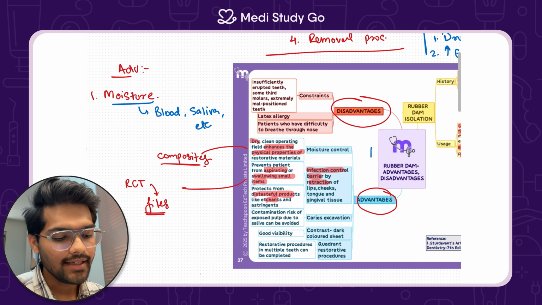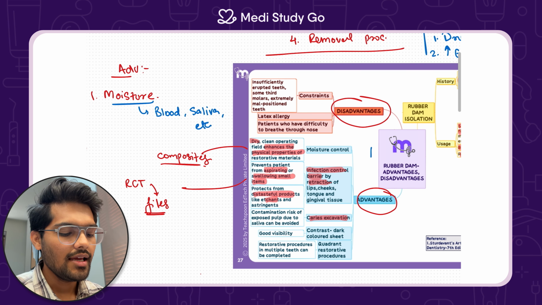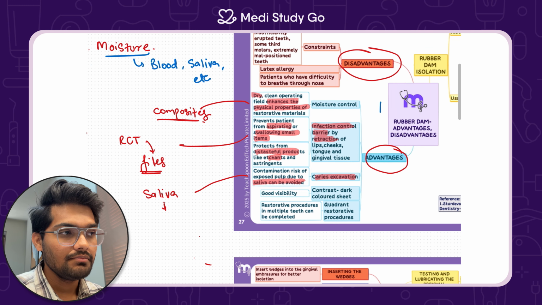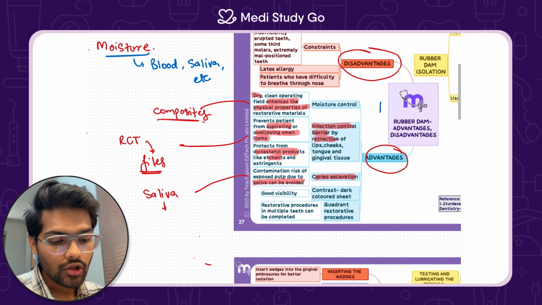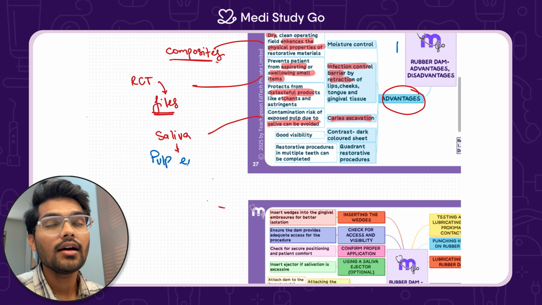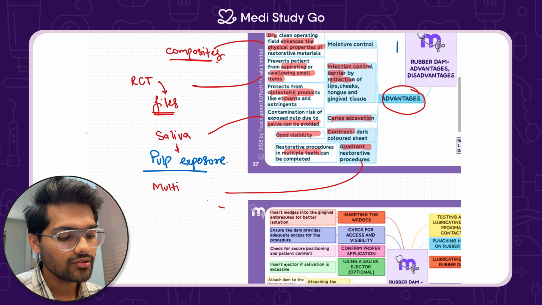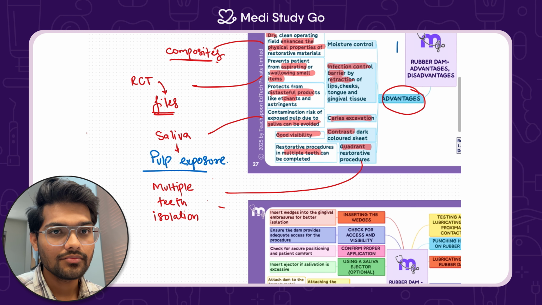It acts as a barrier from distasteful products like etchants and astringents. It is also helpful in caries excavation because saliva, most of the time, can directly or indirectly cause pulp exposure during caries excavation. So rubber dam is going to take care of that too.